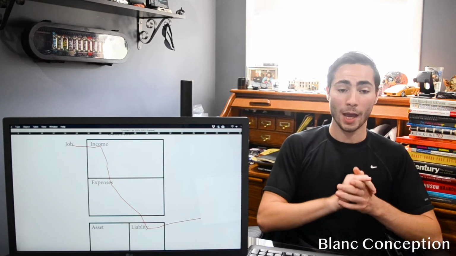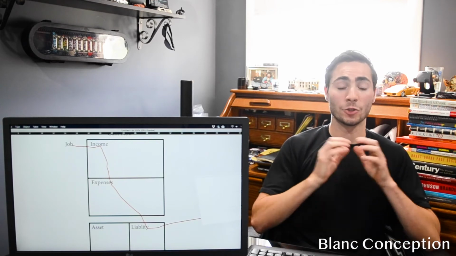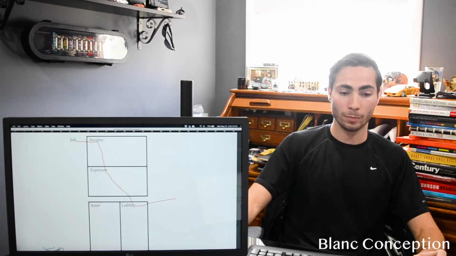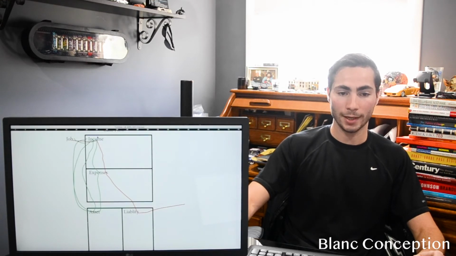It's all gone. But the right way to do it, the way that you should be doing it, is it goes from jobs to income to expenses to then you buy assets, right? Because you want to buy as many assets as you can to get as much cash flow as possible. So I made the green one right over here. It's going to go from jobs to income. Then you're going to pay expenses.